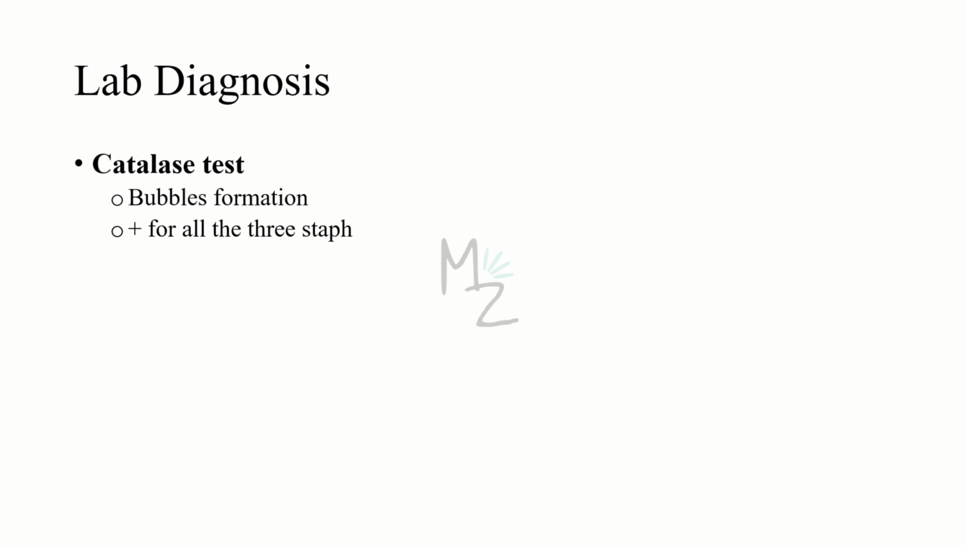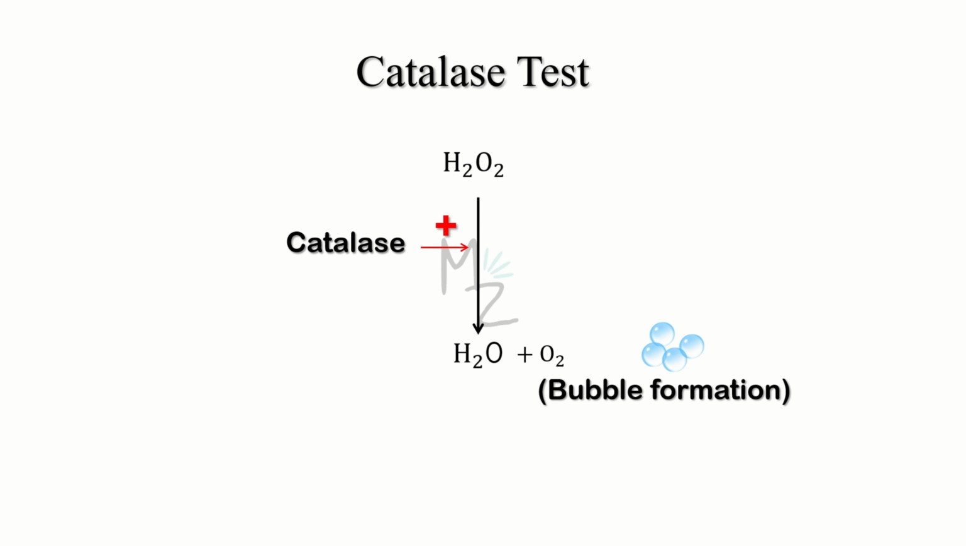Catalase test. This is an enzyme released by all the staph bacteria, so this is going to be positive for all the three staph. It is confirmed by the bubble formation. Let me tell you how this test happens. For example, we take a petri dish and put a solution containing hydrogen peroxide in it, and then we put that bacteria in that solution.